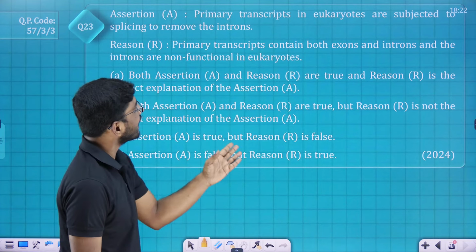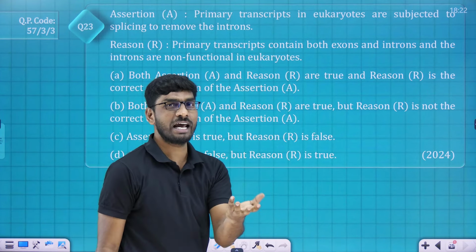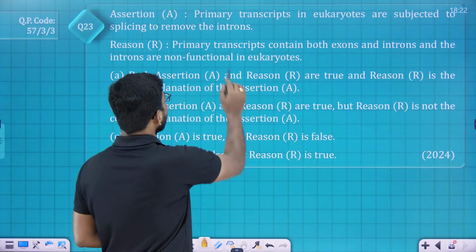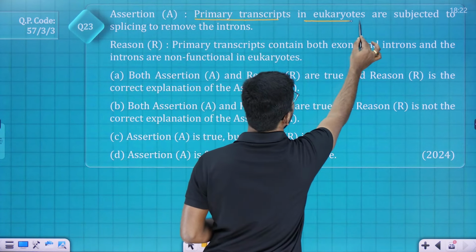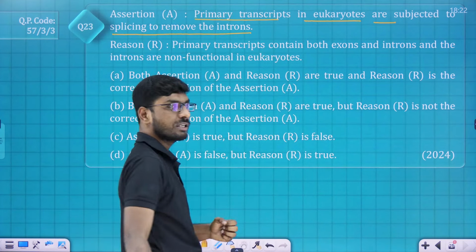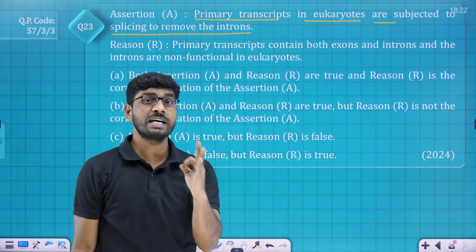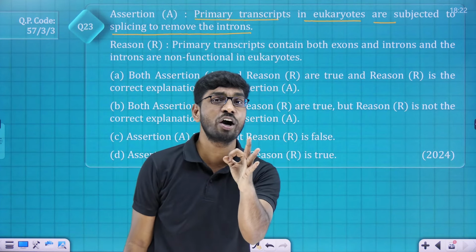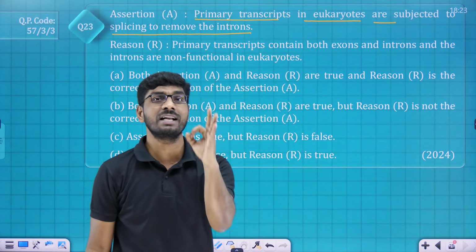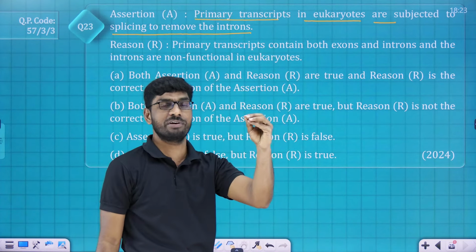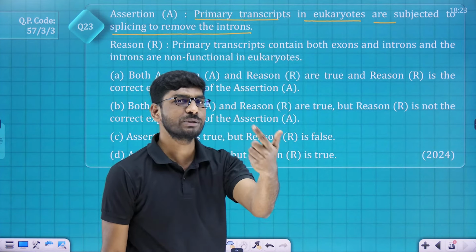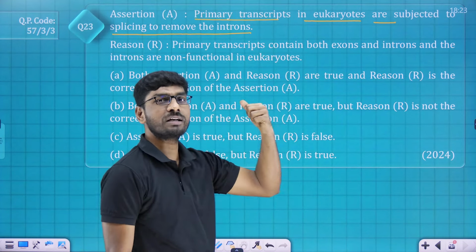Primary transcript. Actually, this is from the molecular basis of inheritance chapter, but let me solve this one also. Primary transcripts in eukaryotes are subjected to splicing to remove the introns. We learned this. In the next chapter, I'm going to record the most important chapter, PYQs, and also higher order thinking questions and analytical questions from molecular basis of inheritance. High weightage chapter, most important chapter. Next video, I'm going to record from molecular basis of inheritance.